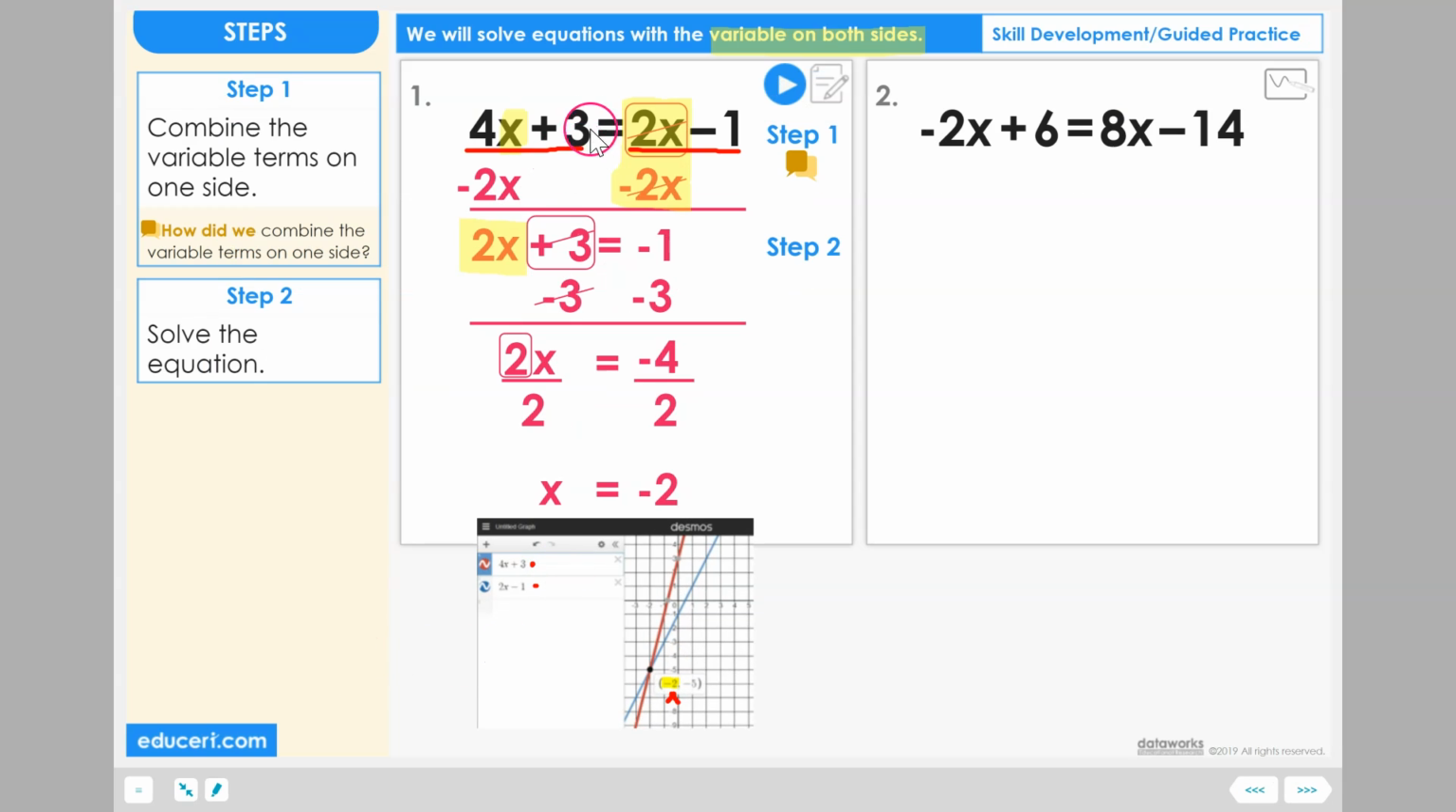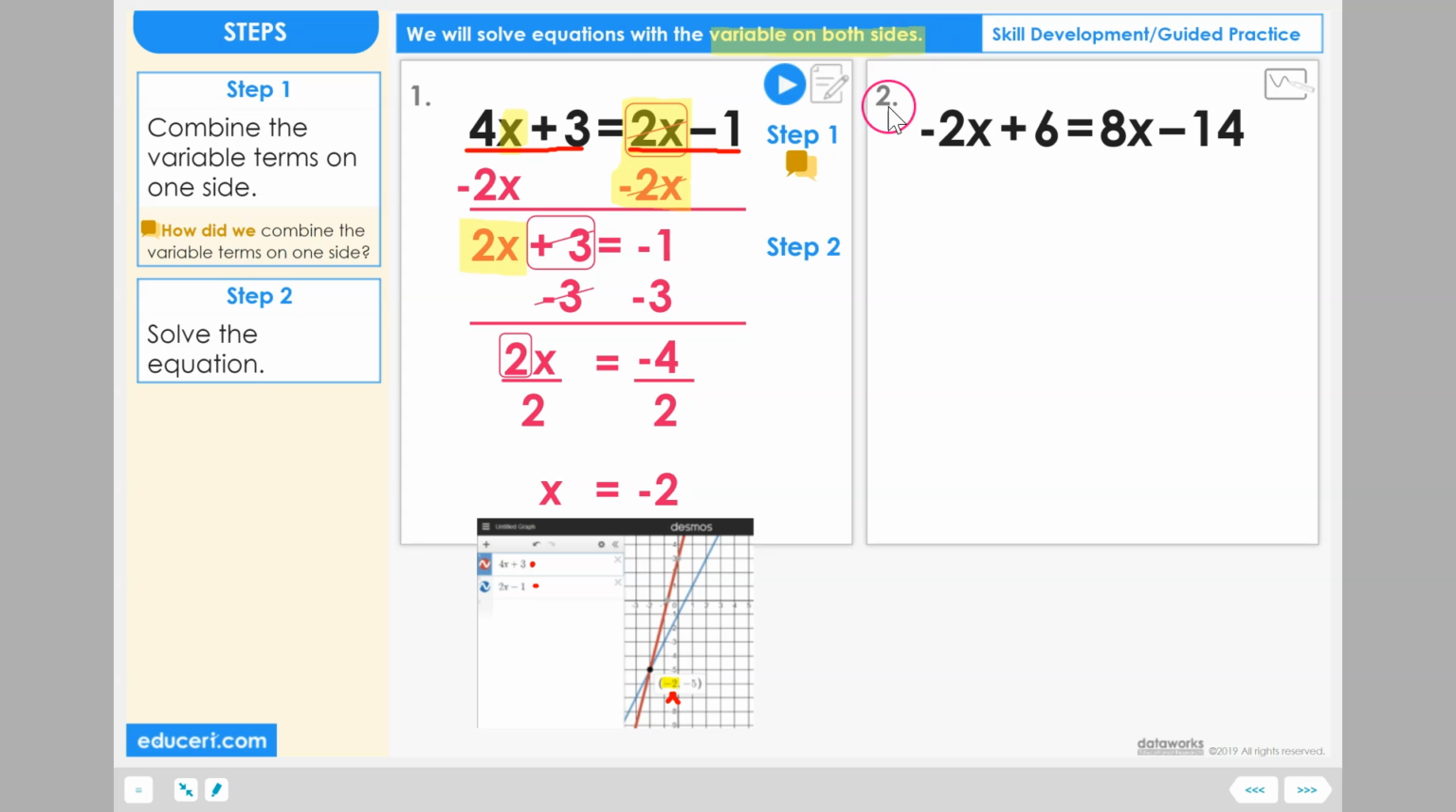So we can graph the expression on the left-hand side, the expression on the right-hand side, and find where they cross. That ordered pair, the first value is the x value. That should also be the solution value, which it is. X equals negative 2, and these two lines cross at an ordered pair where the x value is negative 2.